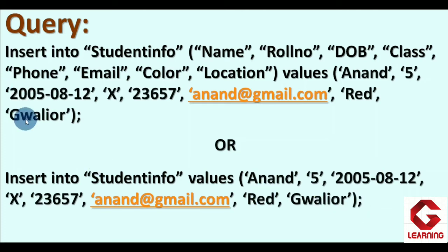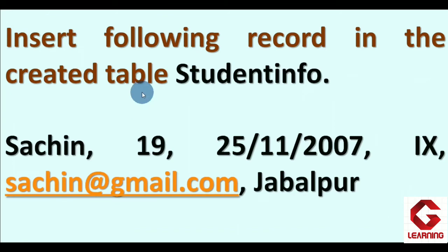So if we have a value for each column that is there in the table, there is no need to mention all the fields that we did previously. Directly after the table we can write values, and we can provide all the values in the small bracket. So this is the other, alternative way to use the insert command when we have a value for each column of the table. Now thereafter, in the previous case we were getting a value for each column that is there in the table. But what do we have to do in case we don't have values for all the columns? So this is the second example: insert the following record in the created table student info.